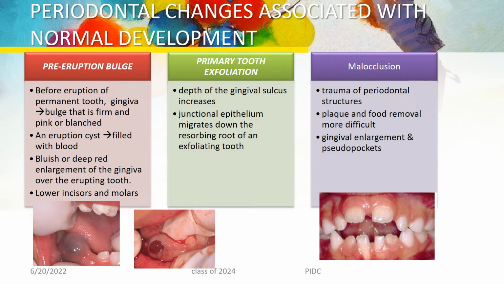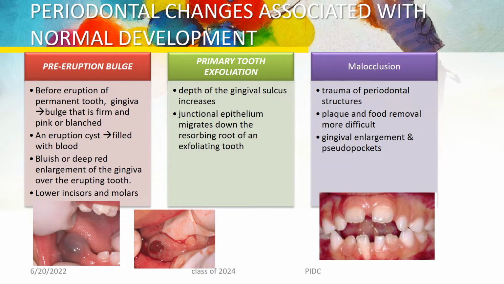Next, coming on to the periodontal changes associated with normal development. Normally these changes could occur in the periodontium of children, but don't consider them to be a disease status. Just wait and watch for these conditions.